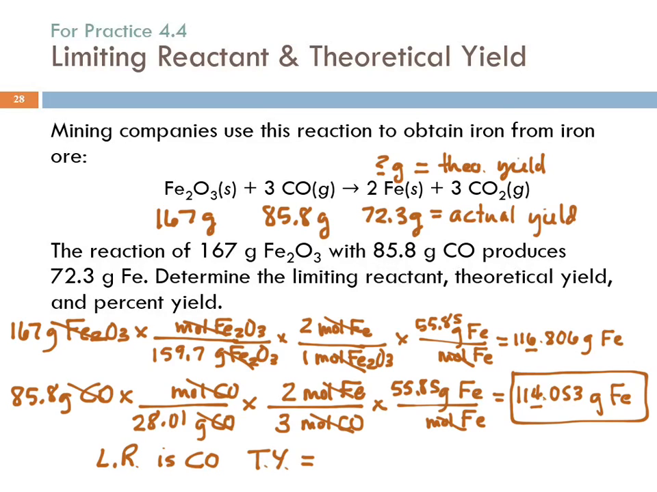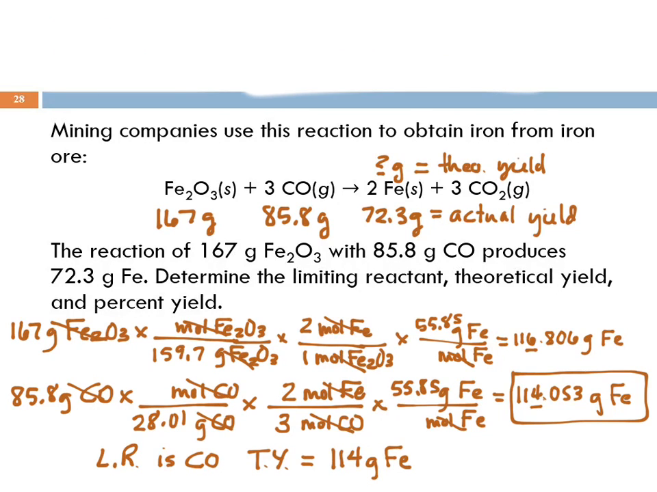It's the smaller amount, right? So now expressing the theoretical yield, we could round that to the correct number of significant figures, 114 grams of iron. What's the percent yield? Well, we need to do a calculation for that. And as often happens, I've run out of space, so we'll go up here. The percent yield is the actual yield, which they gave us, 72.3, divided by the theoretical yield. I'm not going to round it here because I don't want to introduce rounding errors.